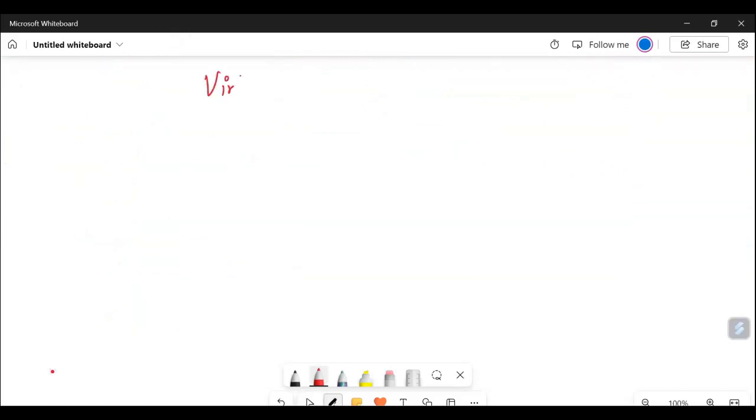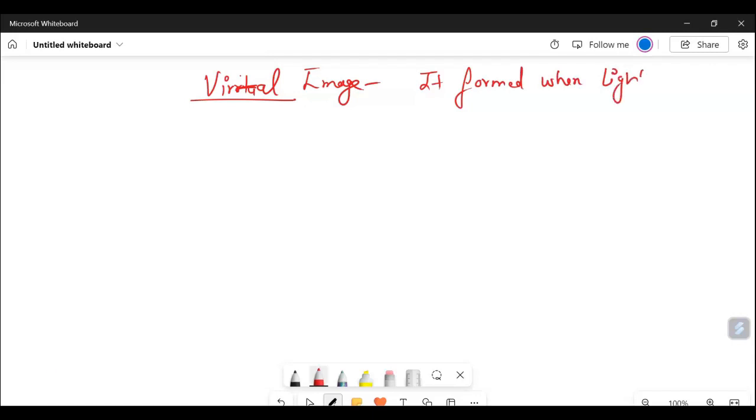So what is virtual image? The second type of image is virtual image. The name suggests it is formed when light rays appear to meet. They are not actually meeting, they are appearing to meet. The light rays are not actually meeting, they appear to meet.